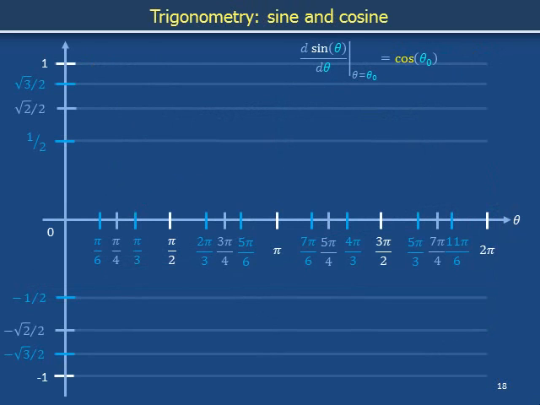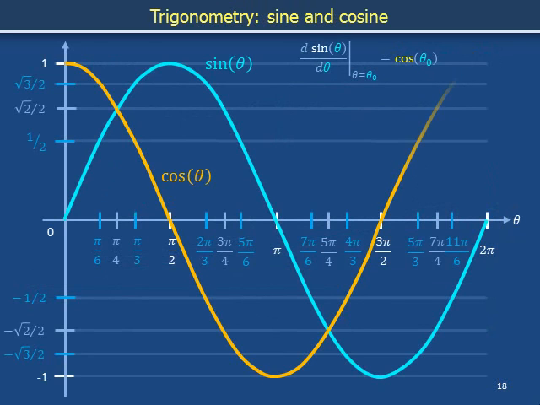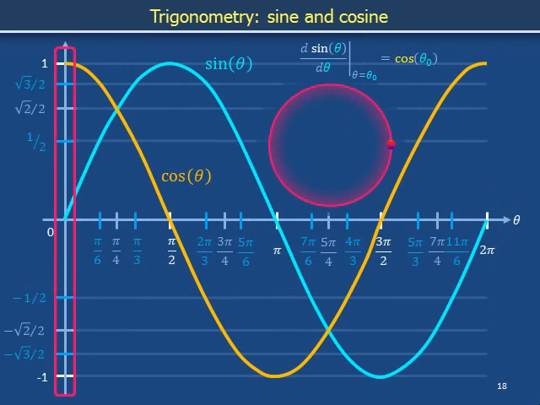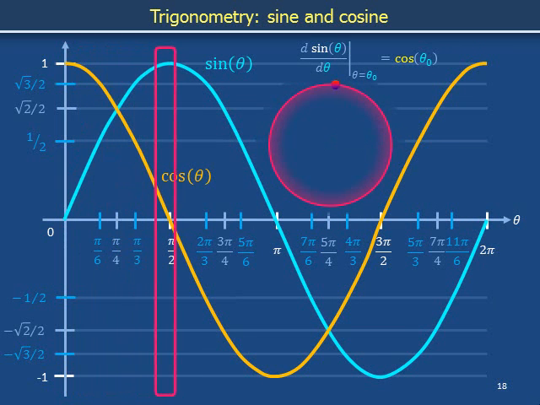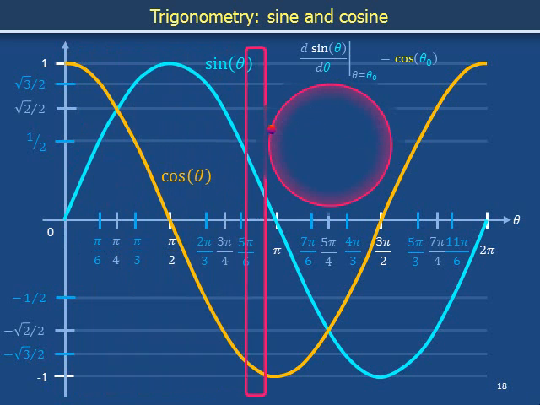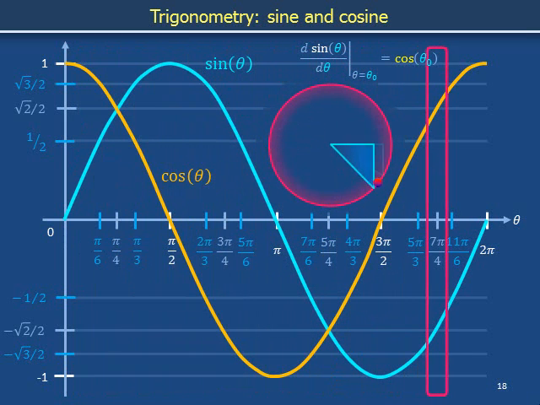Is this plausible? Plot sine of theta versus theta and cosine of theta versus theta. We will track sine theta and cosine theta around the unit circle. Wherever the turquoise curve is steep and climbing, the gold curve should be positive. Where the turquoise curve is descending, the gold curve should be negative. And when the turquoise curve passes through a peak or trough, the gold curve should pass through 0.